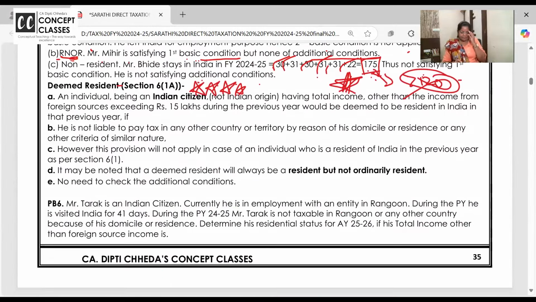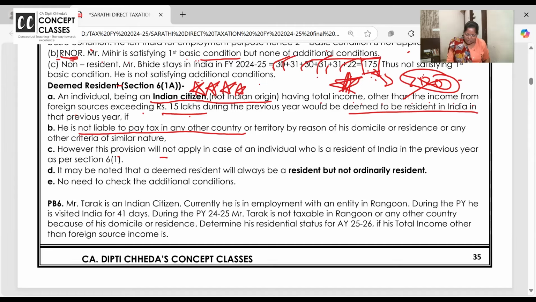Yeah, here I am. An individual being Indian citizen, not an Indian origin, Indian citizen, having total income other than income from foreign sources exceeding 15 lakhs, he would be deemed to be resident in India if he's, underline this, not liable to pay tax in any other country. You're not paying tax in any other country, and you are having total income more than 15 lakhs, and you are an Indian citizen. Forget 60 days, 120 days, 181 days, सब जाने दो.